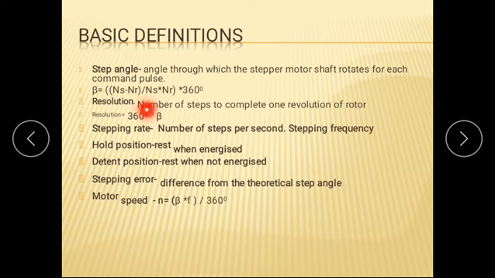Resolution is the number of steps needed to complete one revolution of the rotor, that is to complete one 360 degree rotation. That includes the step angle also, because the step angle denotes the angle for one pulse. So resolution is equal to 360 divided by beta. And stepping rate is the number of steps per second. For a second, how many steps are taken, that is given as the stepping rate. It is otherwise called stepping frequency.